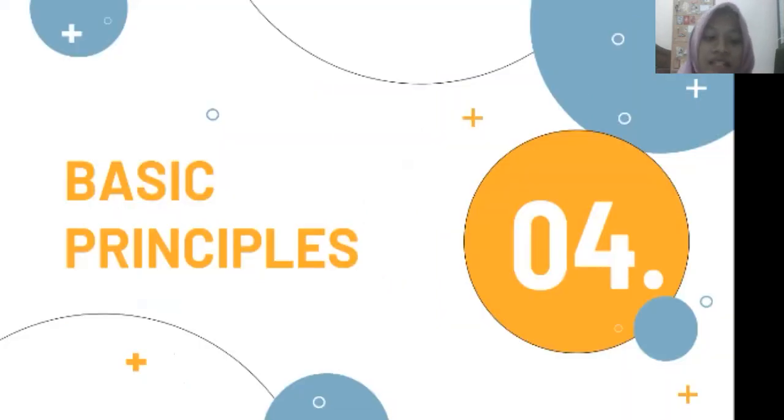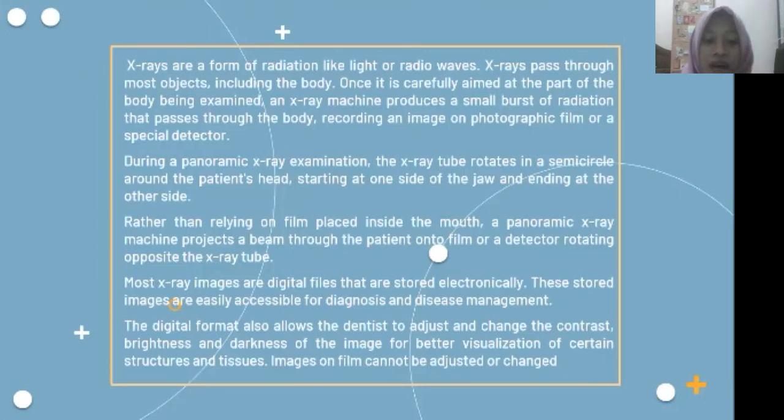Next is basic principle. As we saw on the previous page, dental X-ray has a lot of components. So now I will explain to you the basic principle of dental X-ray. X-rays are a form of radiation like light or radio waves. X-rays pass through most objects, including the body, once aimed carefully at the part of the body being examined. An X-ray machine produces a small burst of radiation that passes through the body, recorded in an image on photographic film or a spatial detector.